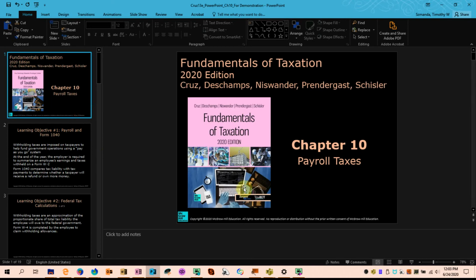Well, in Chapter 10 we're going to be talking about payroll taxes. This chapter will be of particular interest to those who decide to go into payroll accounting. It will also, though, be interesting to people who receive paychecks or any kind of compensation from either an employer or a client, because the impact of the tax code on our payroll, on our withholding, affects our everyday lives, even in retirement. While we don't receive necessarily payroll, we do receive income. And these kinds of taxes come into play there too.